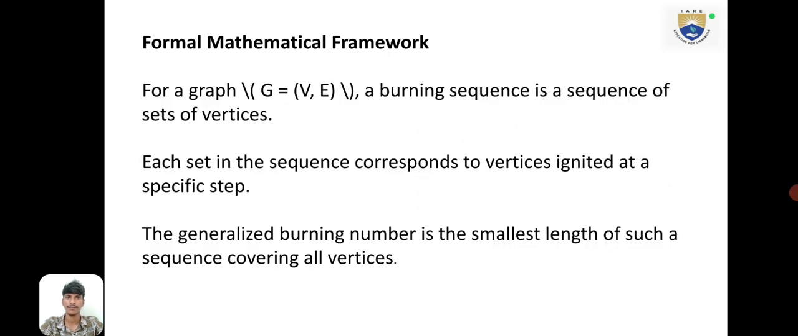Formal mathematical framework. For a graph G equal to (V, E), a burning sequence is a sequence of sets of vertices. Each set in the sequence corresponds to vertices ignited at a specific step. The generalized burning number is the smallest length of such a sequence covering all vertices.